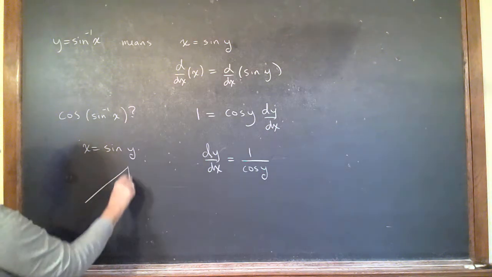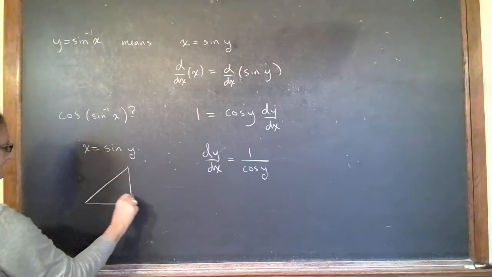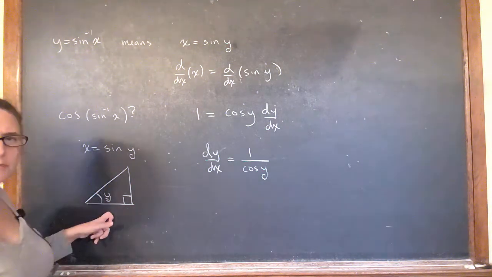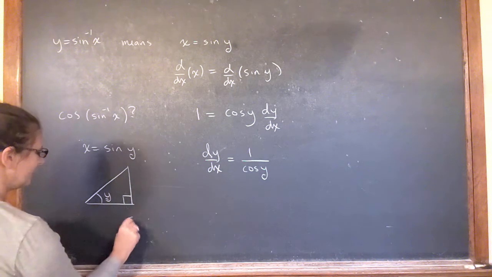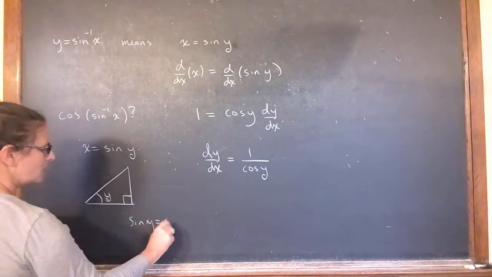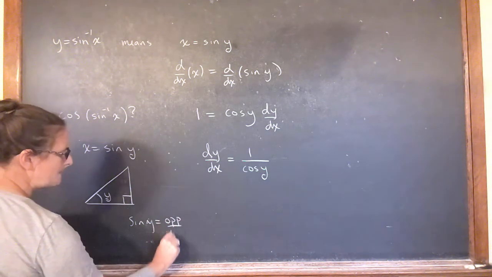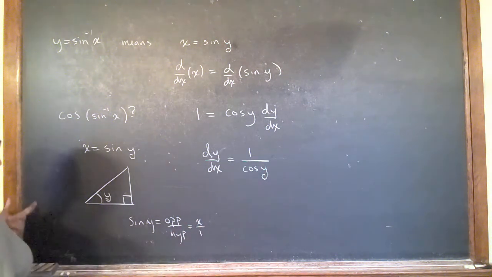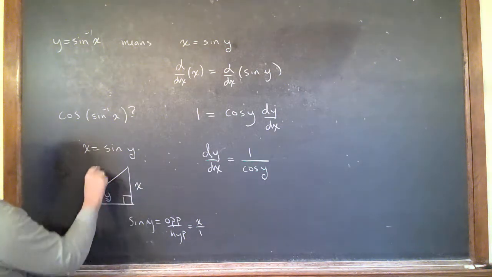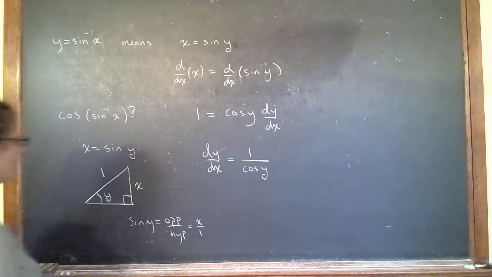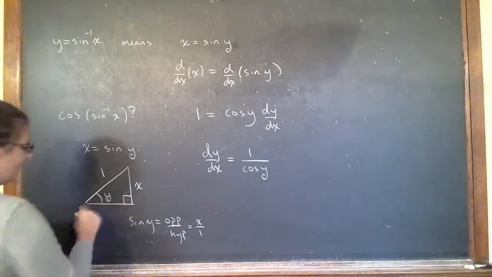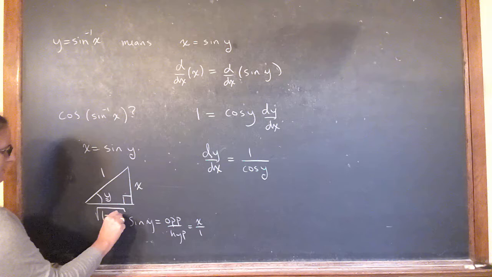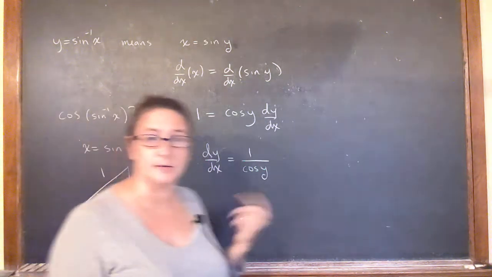That means on a right triangle, the angle is y. Sine of y, and what's sine of y? It's opposite over hypotenuse. And this is x, so we can think of that as being x over 1. So this is x, and this is 1, opposite over hypotenuse. So it's very easy to figure out the other leg. By the Pythagorean theorem, this is the square root of 1 minus x squared.